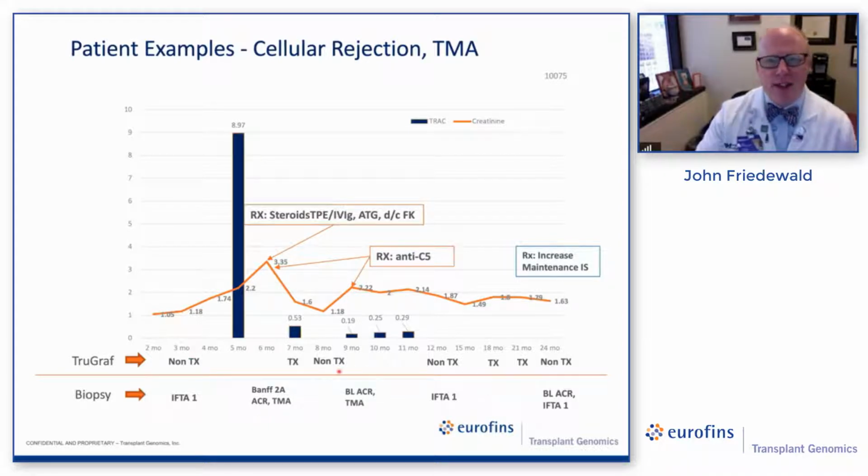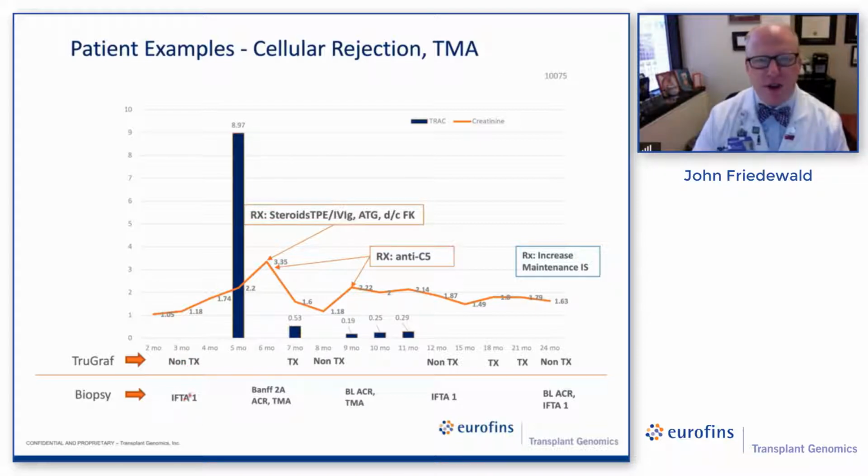Now, the TruGraf testing in the study was not available at the time of the clinical trial. So the patient was treated based on biopsies alone. We then went back after we discovered the TruGraf gene expression assay and looked at what the TruGraf assay would have shown at those time points. And you can see this patient, the serum creatinine is shown here in orange. So a fairly normal, good, stable creatinine out to 3 months. But at 3 months, the patient had a non-TX TruGraf result, which means an abnormal result.